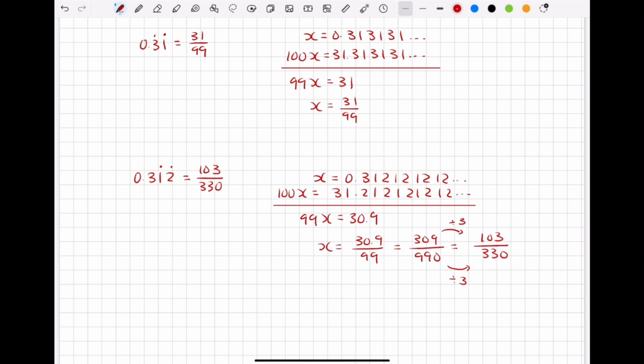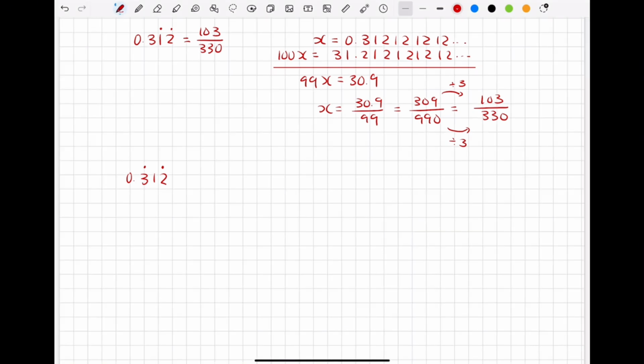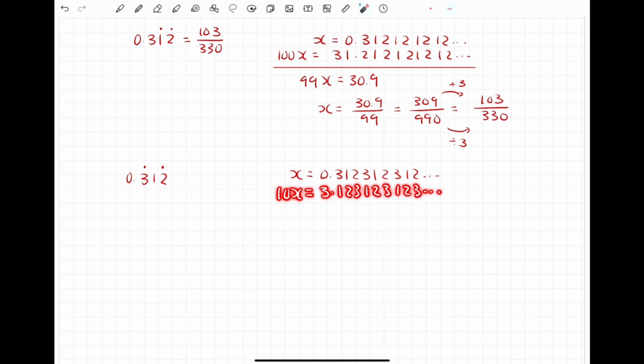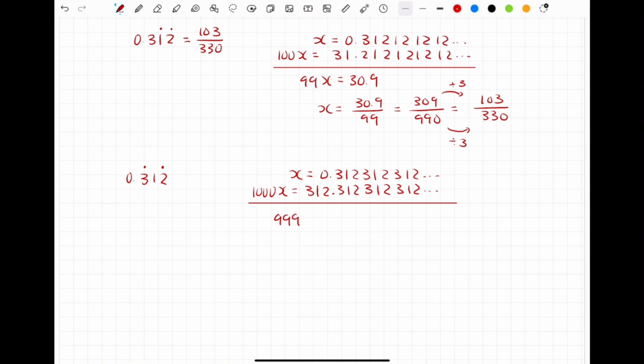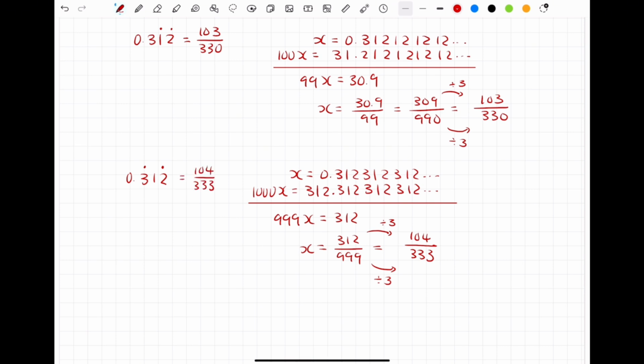Okay, so now let's look at this one, 0.312 with dots on top of 3 and 2. Now this means 3, 1, 2 are recurring. So x is 0.312312 recurring. Similarly, we can try to multiply it by 10. As you can see, the recurring parts don't line up. Let's try 100x. As you can see, it still doesn't line up. So let's try 1000x. Now this time, we will be able to get rid of the recurring parts. 999x is 312. So x is going to be 312 over 999. And then simplifying this fraction, we have 104 over 333.